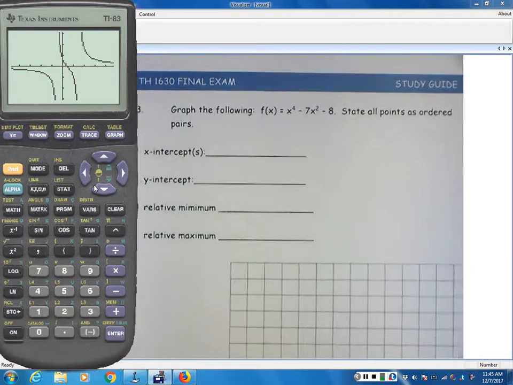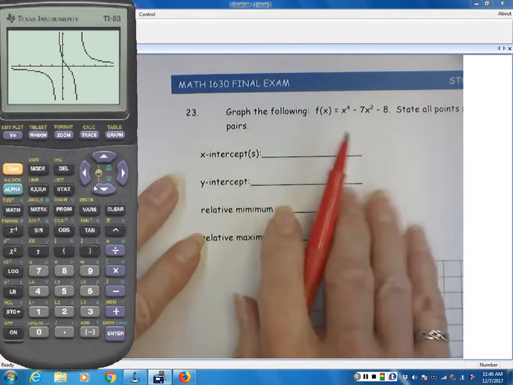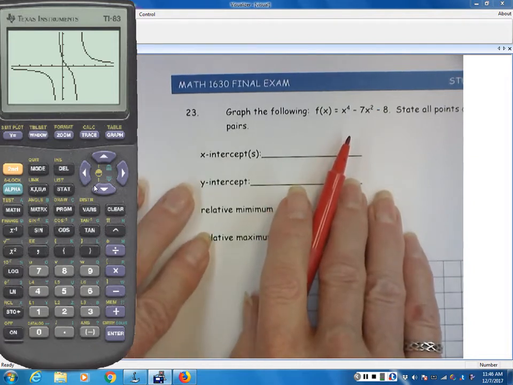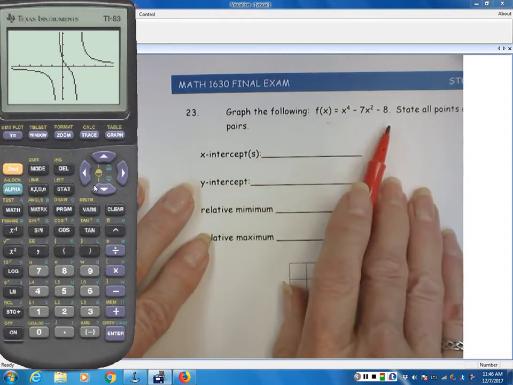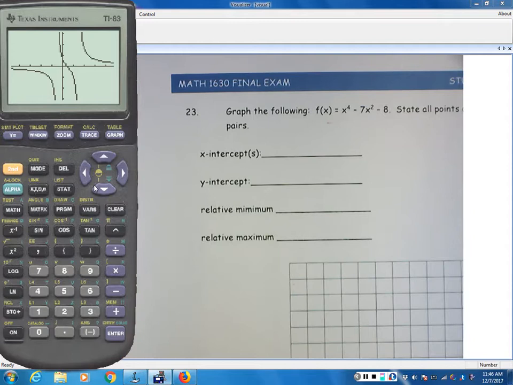now we have number 23. This is a quartic equation. It's a fourth power equation. It will have x-intercepts. It will have a y-intercept. It will have a relative minimum or maximum, not both in this case, because that's an even power function, and the coefficient of the first term is positive, so its arms are going to go up like a parabola. That may be flatter along the bottom, or it may make three turns. We don't know. So we're going to graph it.